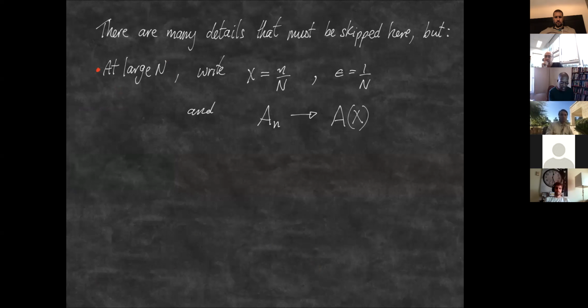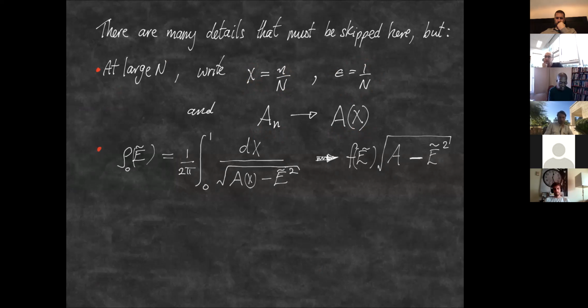So at large N, I'm going to write the index n divided by N as a smooth parameter X in the large N limit that goes from 0 to 1. And I'll also define epsilon equals 1 over N. And these coefficients become functions a of X. It turns out you can write a representation of what that droplet shape looks like, an integral representation that looks like this. And there's some normalization. Integrate over the range of X this inverted square root function. It ultimately gives you that Wigner piece times some additional polynomial in energies.